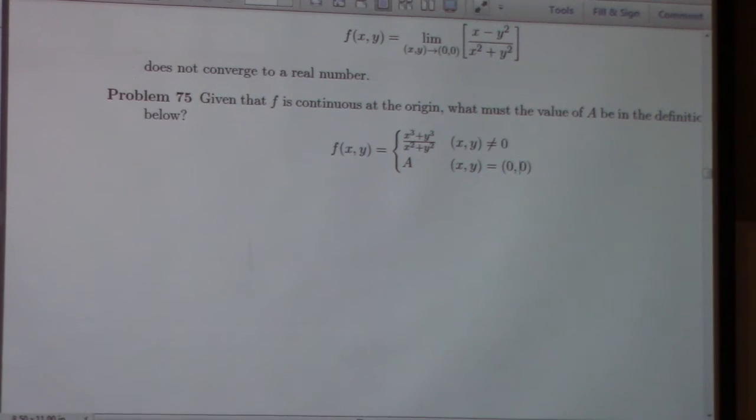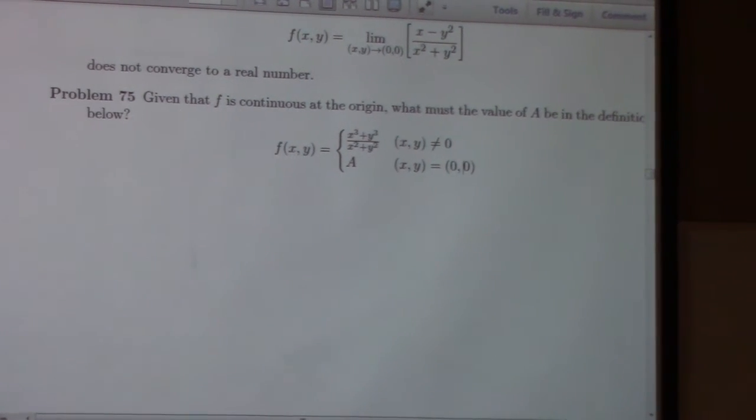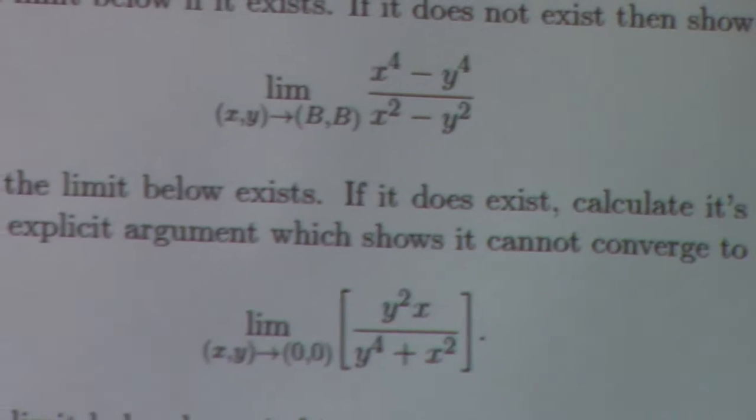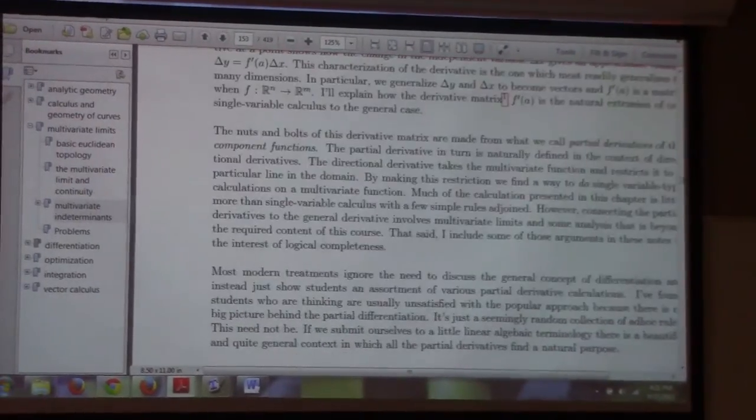Problem 75 is an example of what I was just talking about: choose a value for a such that this is continuous. If you look at the solution to problem 75, there's an example. And that brings us to the problem of differentiation at last.